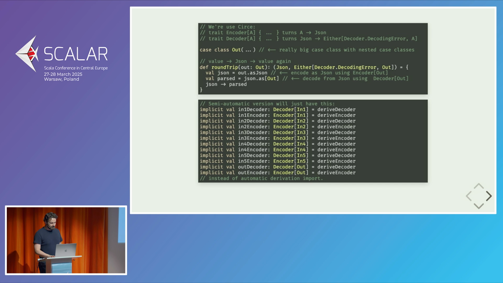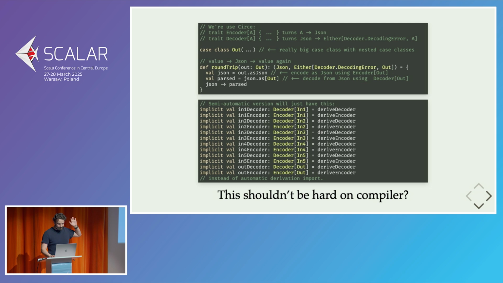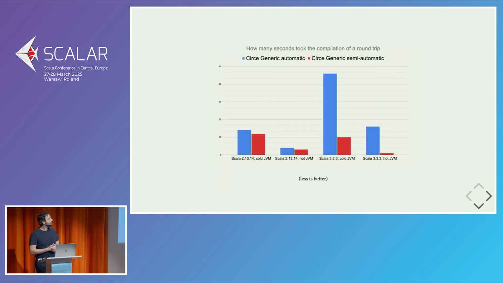So, yeah, with semi-automatic derivation, you would have to write everything manually. With automatic derivation, we wouldn't have to do this. That would be enough for you to run this test. So how does it affect the compiler? On Scala 2.13, the difference is not that much. On Scala 3, the difference becomes noticeable. Remember, this is a single implicit derived to use in only a single place.